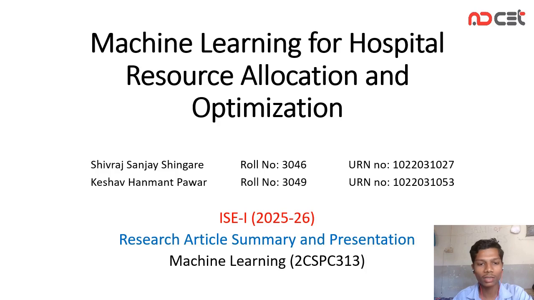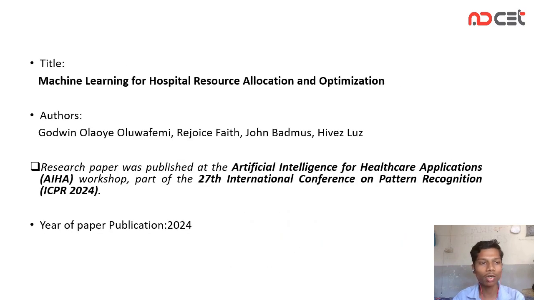Today we are going to present ISA activity 1 of the machine learning subject. This activity is about research article summary and presentation, and for that we chose one article, a research paper titled Machine Learning for Hospital Resource Allocation and Optimization. The author of this paper is Godwin and his team, and it is published at Artificial Intelligence of Healthcare Application, as a part of the 17th International Conference of Pattern Recognition in the year 2024.